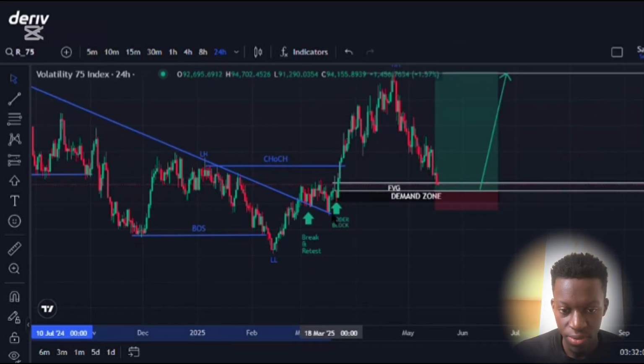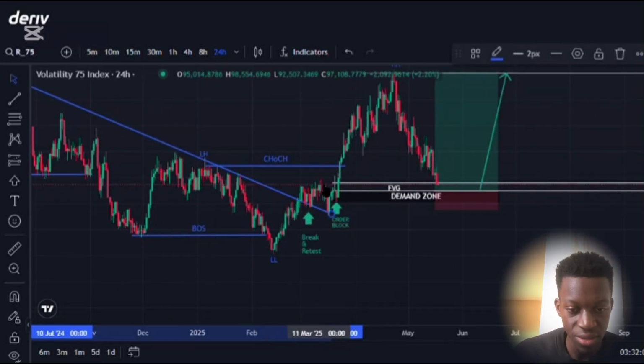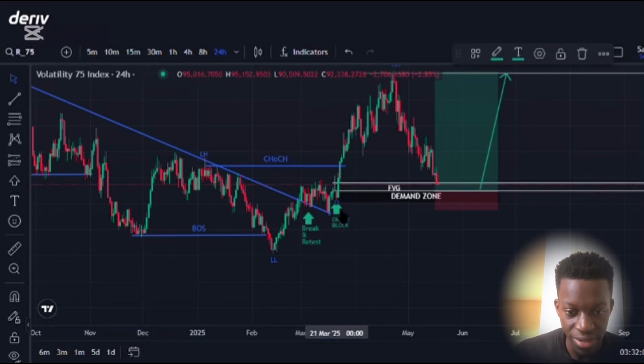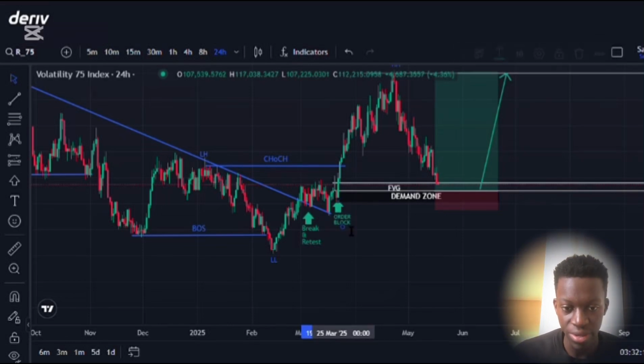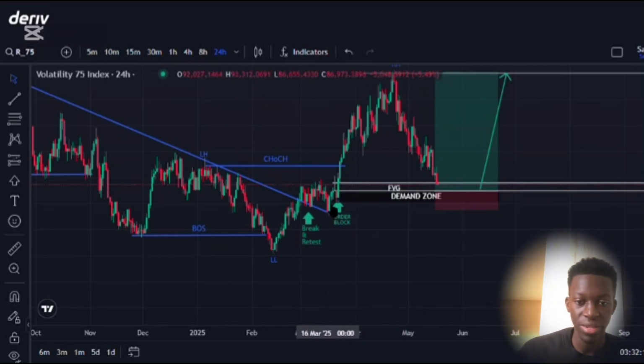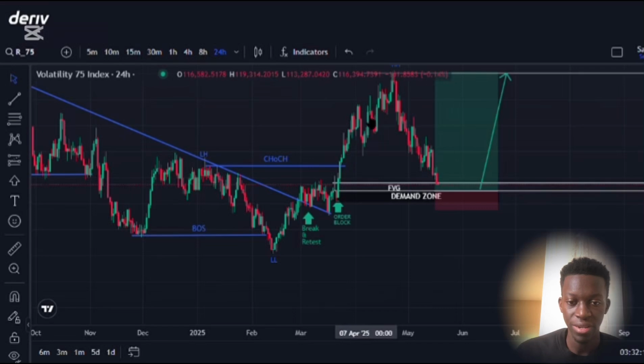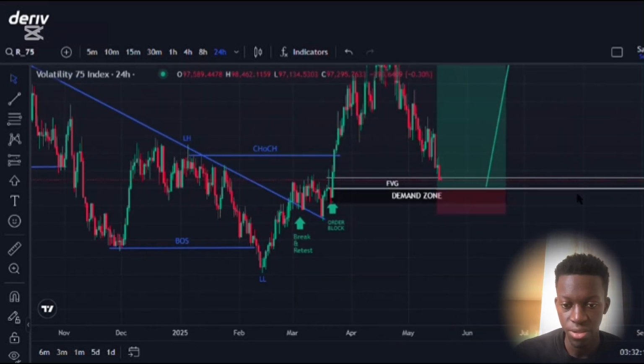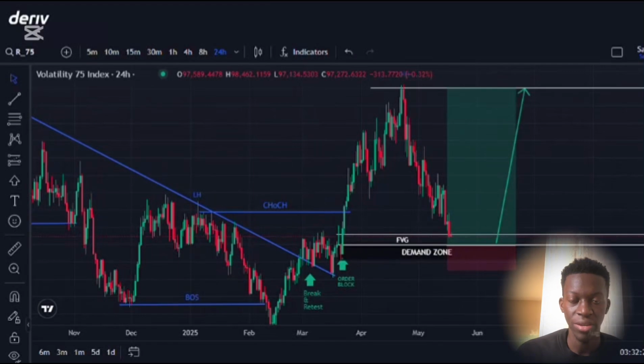And so simply, you can use different strategies. Personally, I don't use the trend lines because at times they're not accurate. So mostly I use the demand zones and the order blocks. I think they are more accurate, and it's a price action strategy, and so it's more accurate.